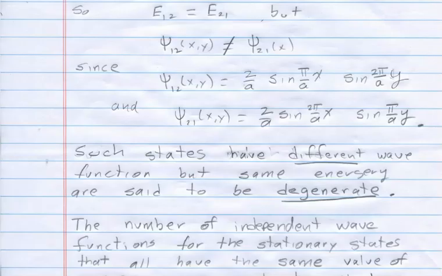And when those situations arise, such states are said to be degenerate. They're degenerate in the energy. They have energy degeneracy. Totally different wave functions, totally different states, but they just happen to have the same energy.